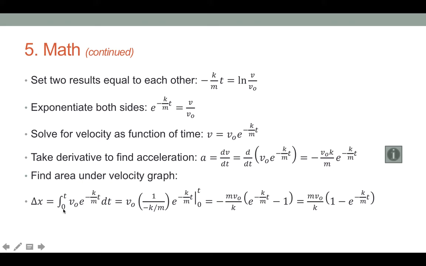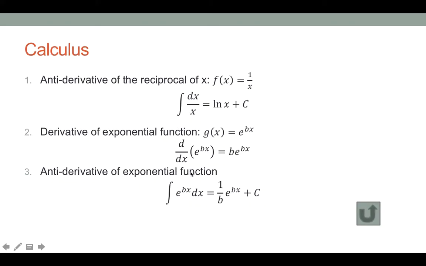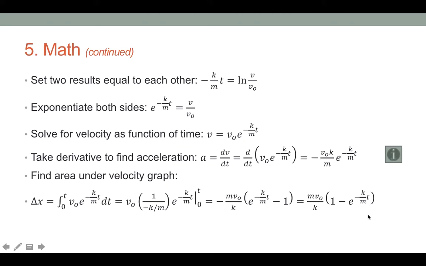And again, we're going to integrate from our beginning time, t equal to 0, and find out where it is at some later time, t. And here again, we're going to take advantage of the fact that we have the integral of an exponential. And the integral of an exponential is this third equation right here. It's 1 over the constant times e to the bx. And here we're going to have a definite integral, so we won't have a constant of integration.